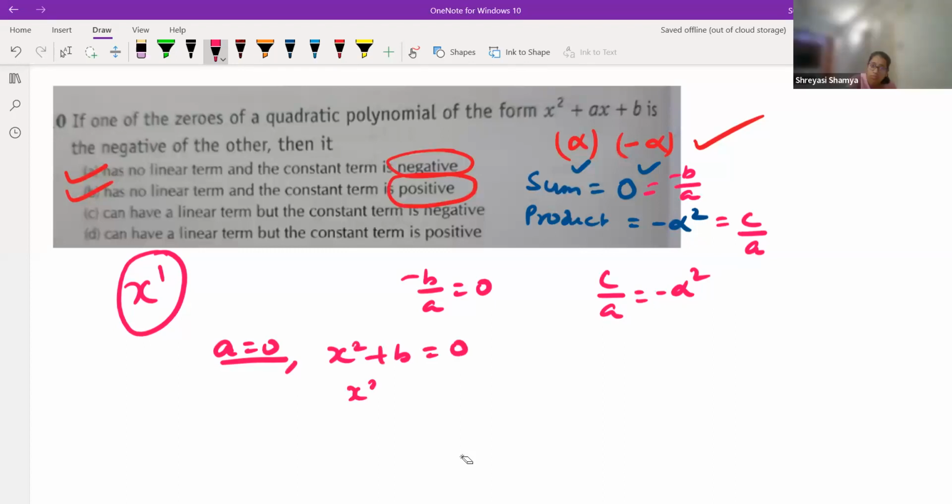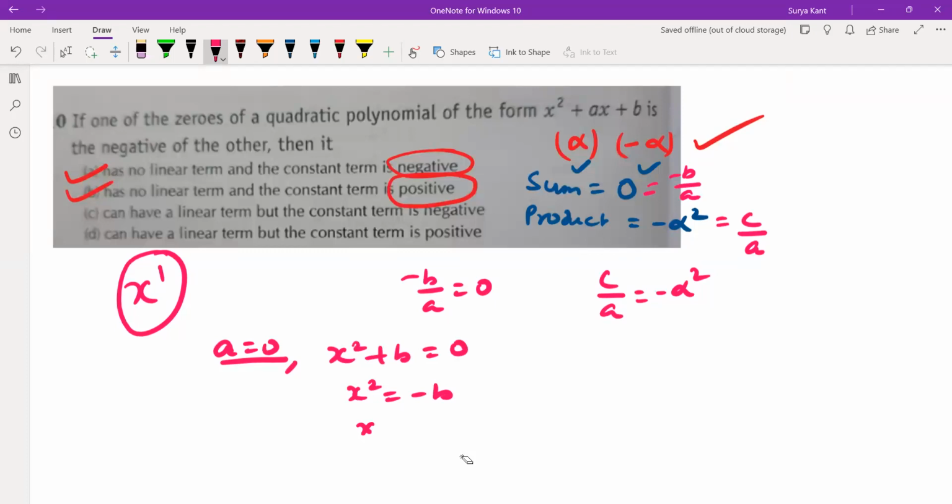So x square is coming as minus b. And x, if you find, will come as root of minus b, plus or minus. This is coming like this. So x square plus b is not having what? Linear term is not there. Linear means the x term. X part is not there. Understood? Like this one they are saying.